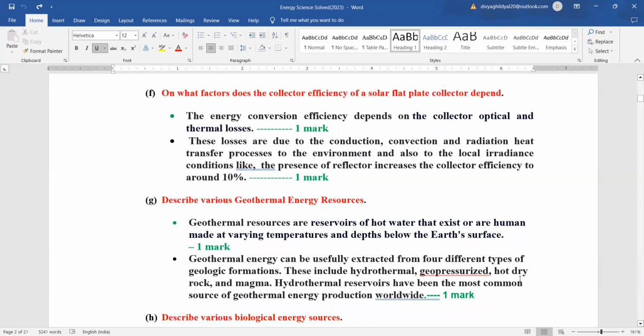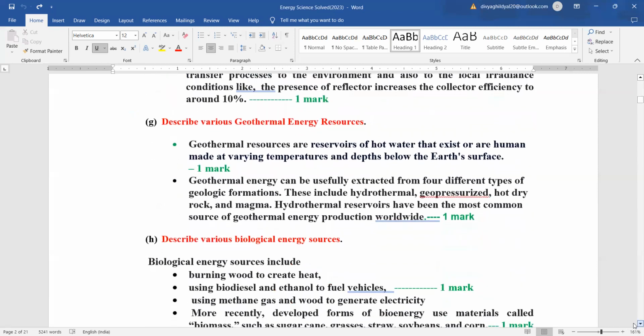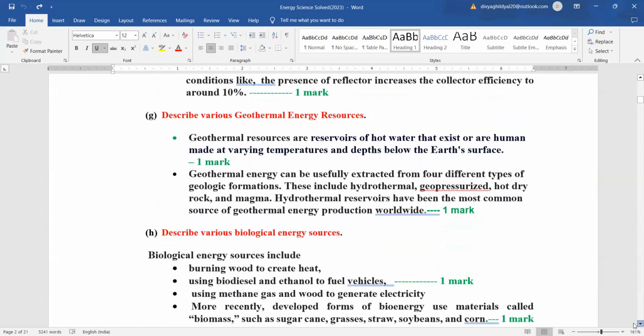Geothermal energy resources are reservoirs of hot water that exist or are human-made at varying temperatures. Geo is earth, and whatever you are getting from the earth's surface, there are various types of geothermal energies. They can be usefully extracted from hydrothermal, geopressurized, hot dry rock and magma, etc.